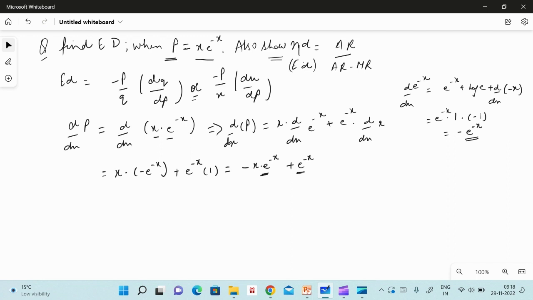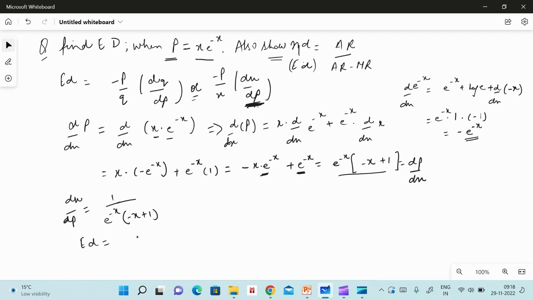And if you see here, this e power minus x is common in both terms. So I will take this as common. It gives me e power minus x into minus x plus 1. Now this is the value of dp by dx. But if you see here, we need the value of dx by dp. So we will take the reciprocal of dp by dx, right? So I will get dx by dp equal to 1 upon e power minus x into minus x plus 1, right? So this is the value of dx by dp.